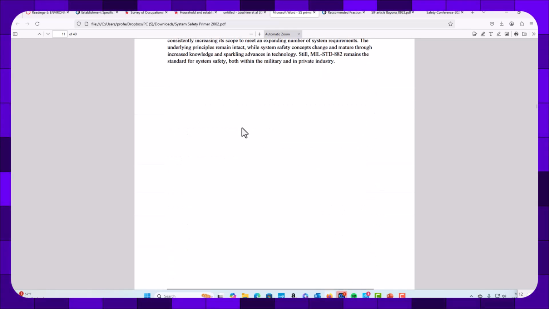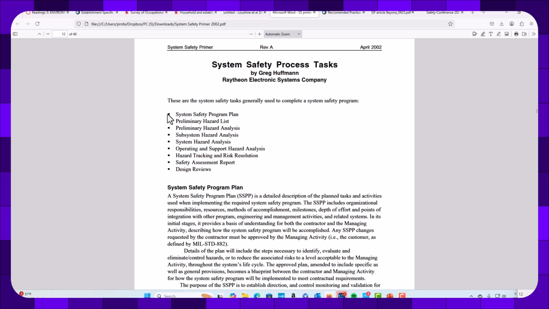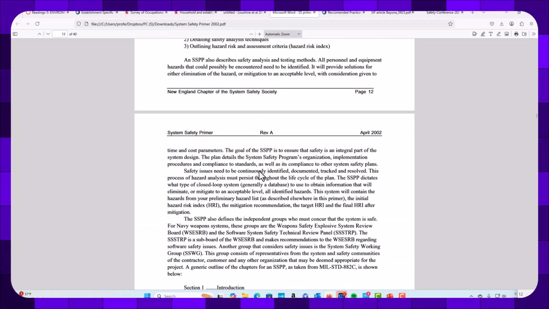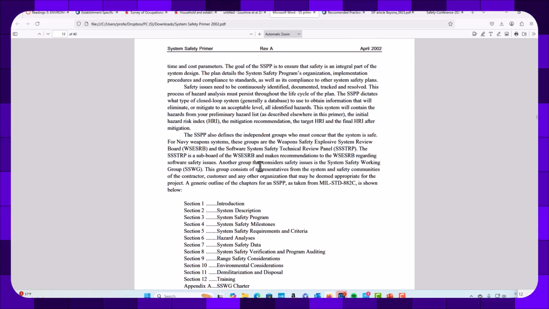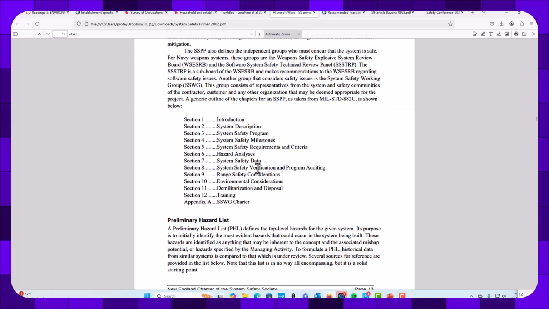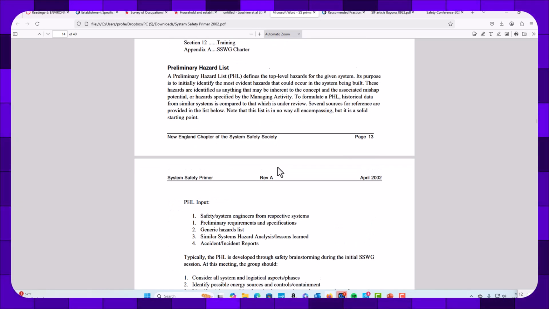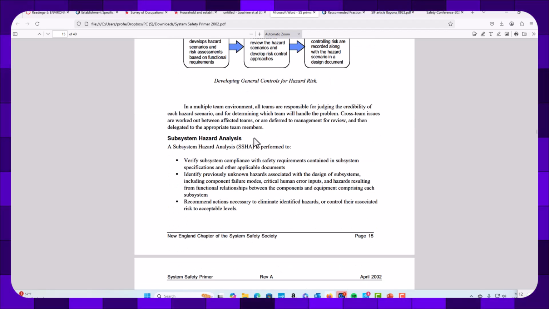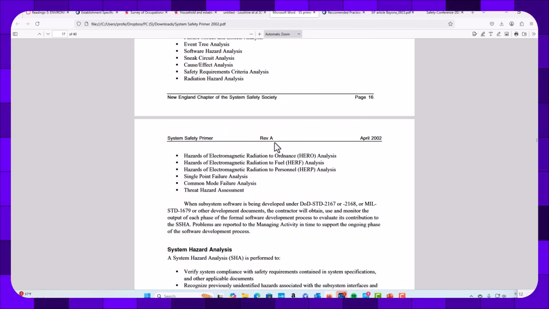So the purpose of this is just to give you an idea of the different types of techniques that are used, though it doesn't really spell them out in a way that you could apply them. It's just more of a general education and a defense of the need. So this is more of a breakdown of this particular military standard. So preliminary hazard list, preliminary hazard analysis, subsystem hazard analysis.